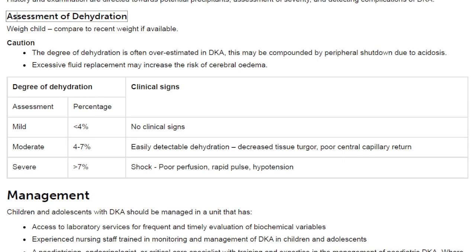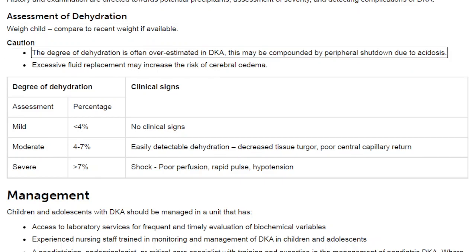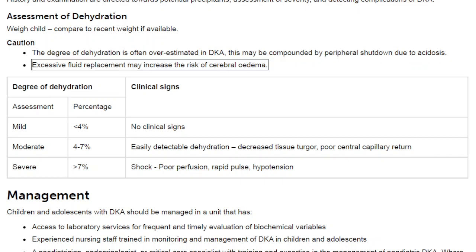Assessment of dehydration. Weigh child compared to recent weight if available. Caution. The degree of dehydration is often overestimated in DKA, this may be compounded by peripheral shutdown due to acidosis. Excessive fluid replacement may increase the risk of cerebral edema.